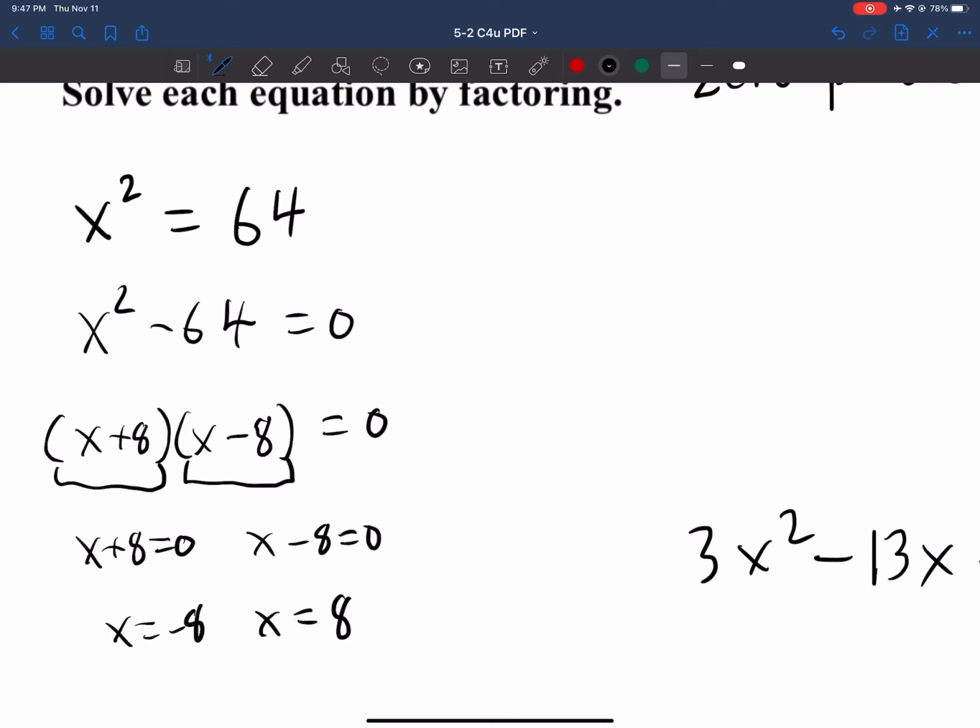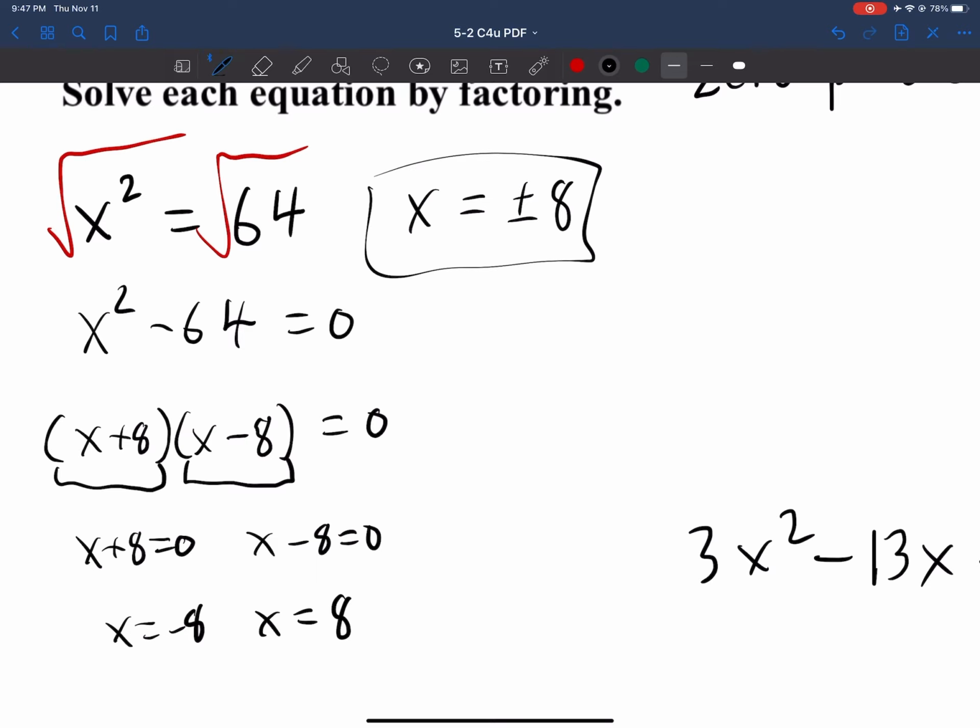Or plus or minus 8. If you recognize that I could square root property this immediately, that is a valid way of solving this, and much shorter. If you square root x squared and 64, we get x equals plus or minus the square root of 64, or 8. And that is a perfectly valid way to solve this.